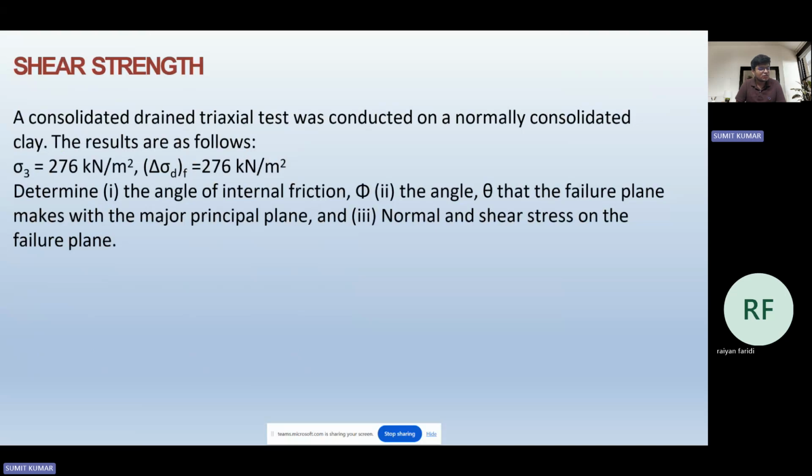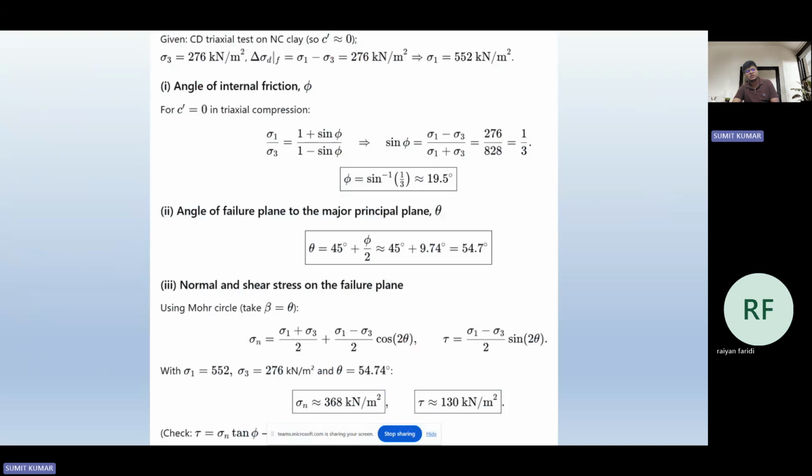If you remember, the 45 plus phi by 2 is the angle. As I recall, this is not discussed, but you need to know that the failure plane makes an angle with the major principal plane of 45 plus phi by 2. The phi value is known to be 19.5. The 45 plus phi by 2 value comes out to be 54.7 degrees.